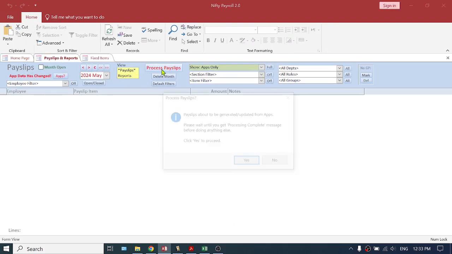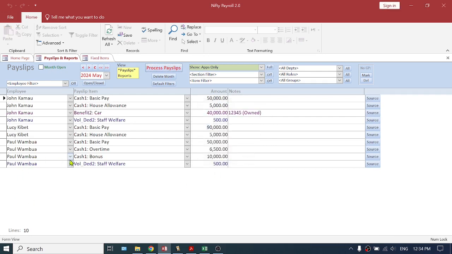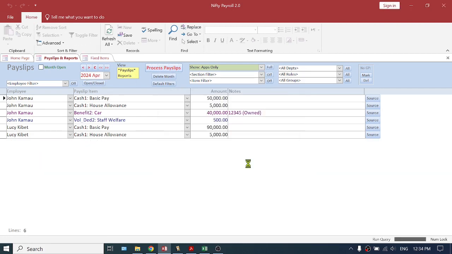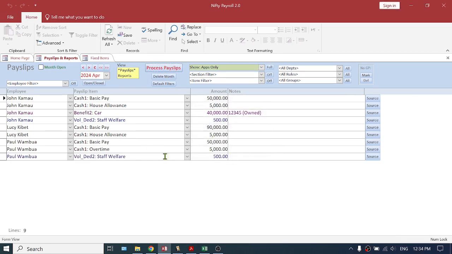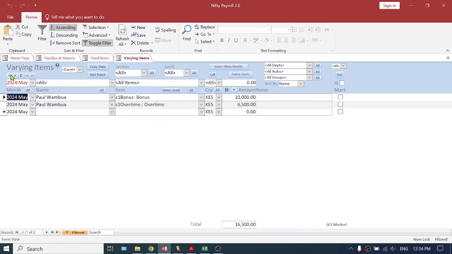So if I process, the system goes to each item and picks the correct figure. For Paul, the figure it has picked for his basic pay is 50,000. But you notice also it has picked the overtime and the bonus. If I go into April and process again, you'll see that for Paul, it will pick the 50,000, but there is no bonus. And there is an overtime, but the overtime is a different figure, okay? Because what it's picking is what is indicated here. So that's the difference between the two.